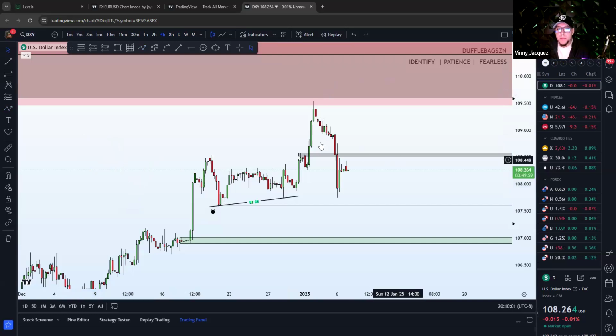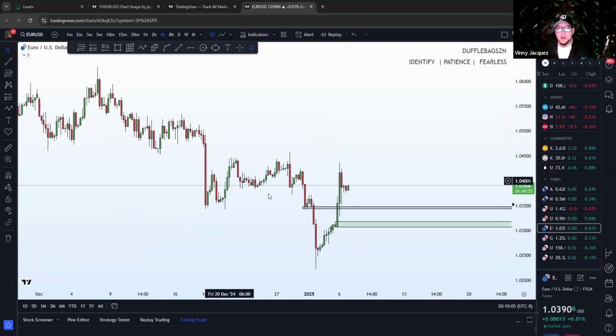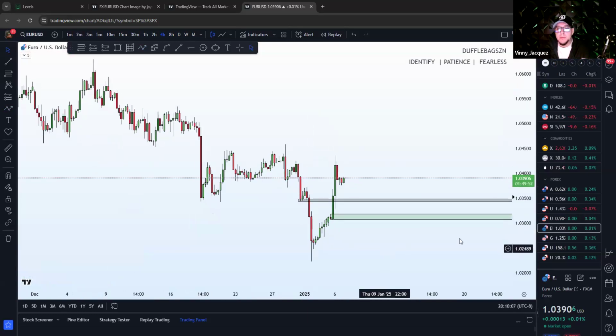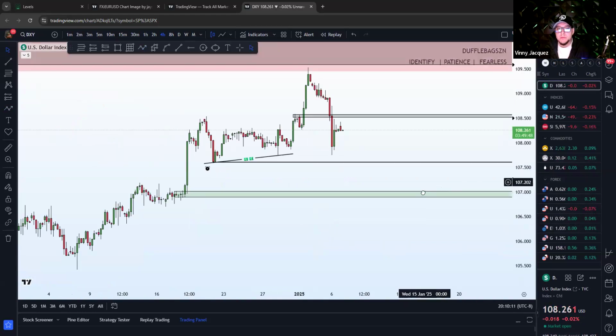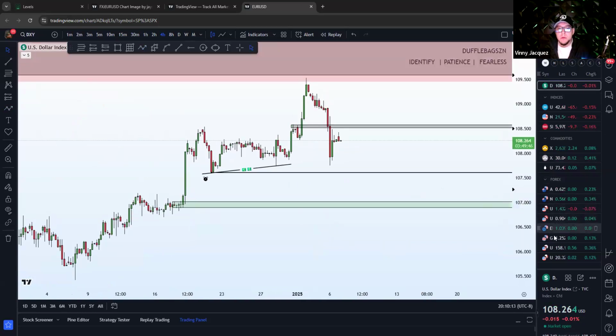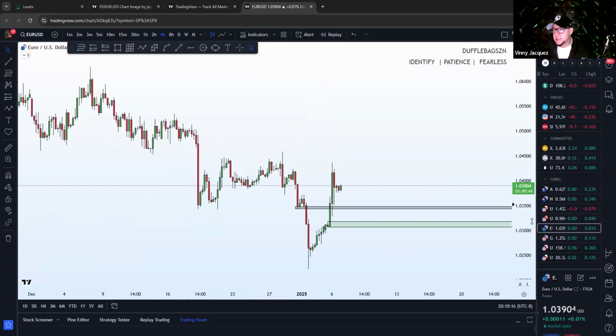So let's take a look. Dollar, EUR USD. Dollar, EUR USD. Do you guys see the similarities? Let me know if you guys can see the similarities. Yeah, they move in opposite directions. Yes, they do.